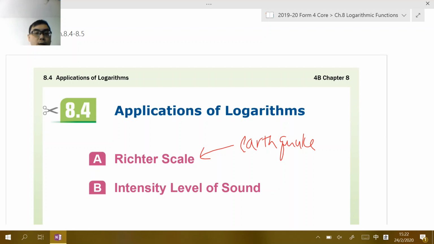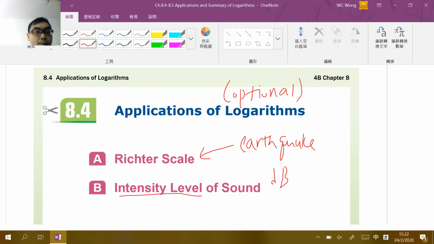Besides earthquakes, you can also see something called the intensity factor for sound. So usually you may hear something called decibel, dB. Okay, but don't worry, because this section is totally optional. That means that even if you do not learn everything about this section, it will not affect you in the DSE, because the DSE will not ask you to memorize those formulas in Chapter 8.4.